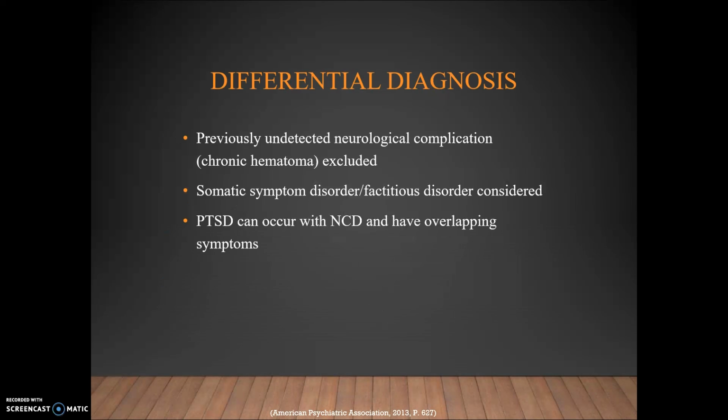The differential diagnoses were really minimum, but the first one is that there could be previously undetected neurological complications or chronic hematoma that need to be excluded. Secondly, somatic symptom disorder or factitious disorder could be considered in this. And then third is that post-traumatic stress disorder can occur with neurocognitive disorder and have overlapping symptoms. So that is something else to take into consideration.